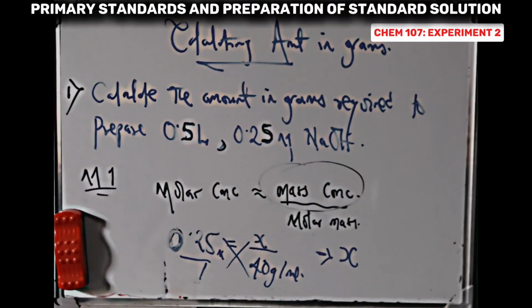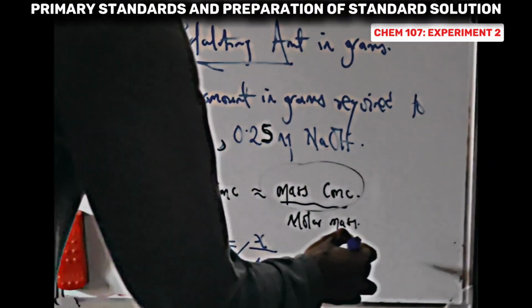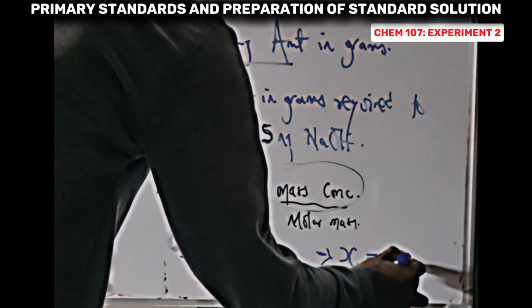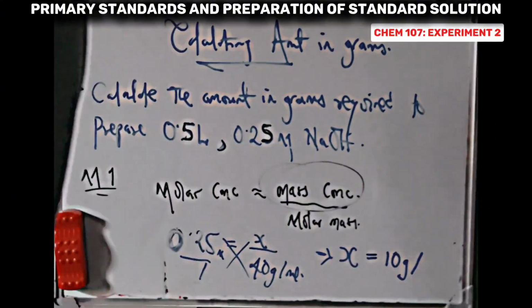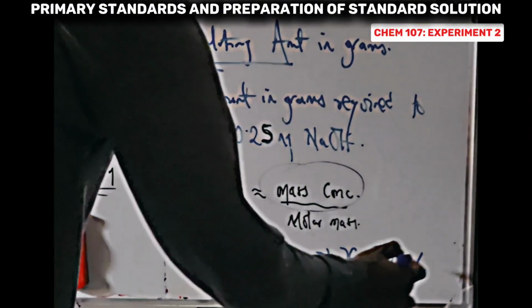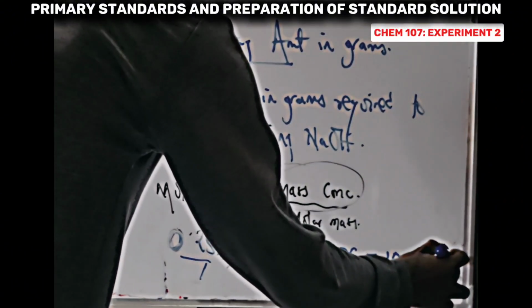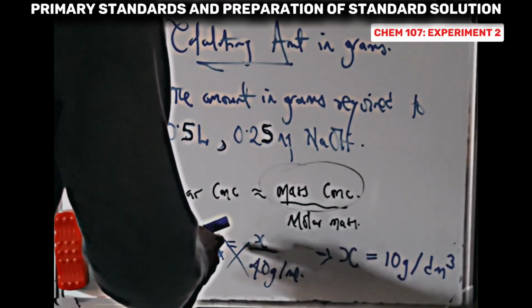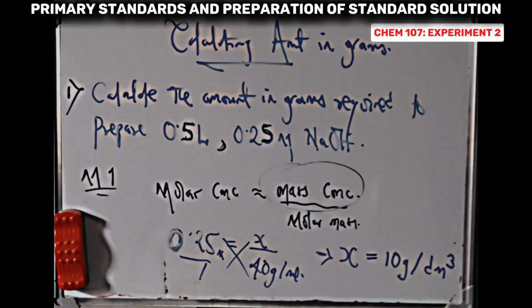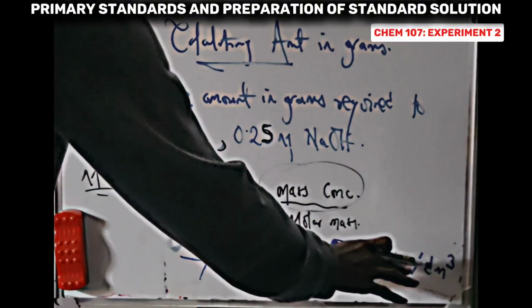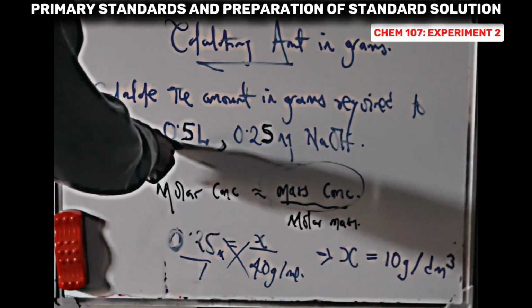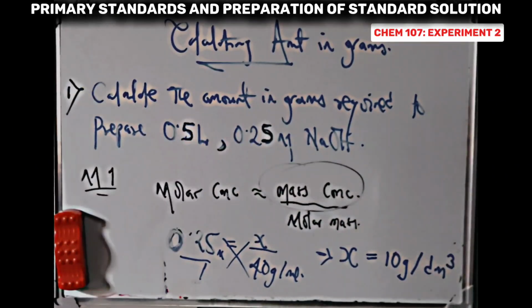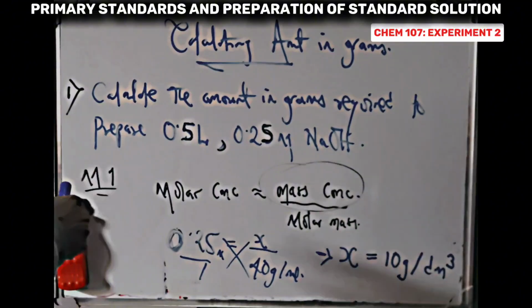0.25 times 40 is 10. So we're going to have 10 gram per what? Per dm cube, because we are calculating in the order of molar, mole per dm cube. So, having arrived at this, you come back to this question. It says how much is going to be in 0.5 liters. So how much will be in 0.5 liters?